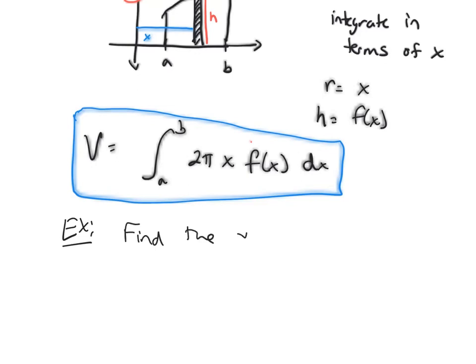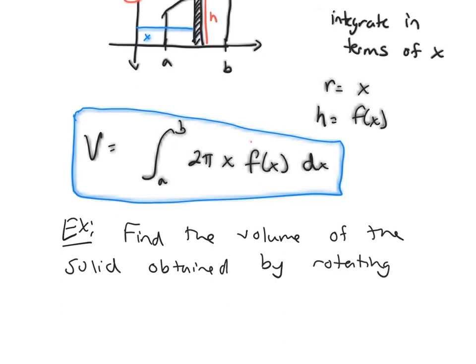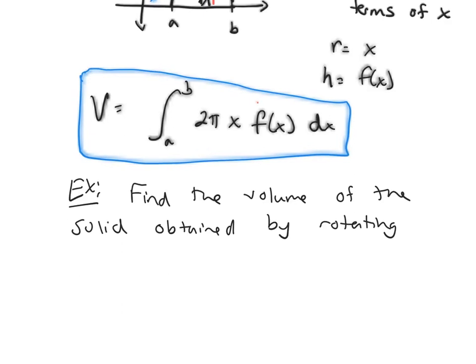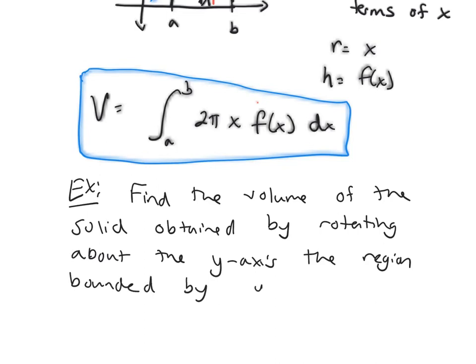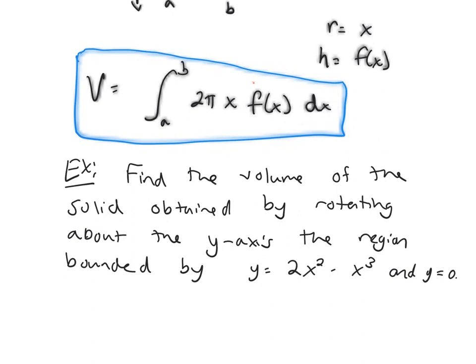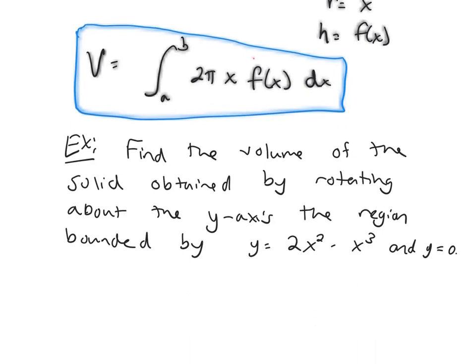Find the volume of the solid obtained by rotating about the y-axis the region bounded by y equals 2x squared minus x cubed and y equals 0. Same exact setup as we started with.